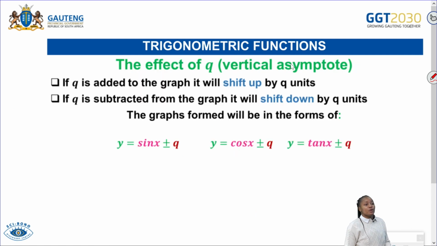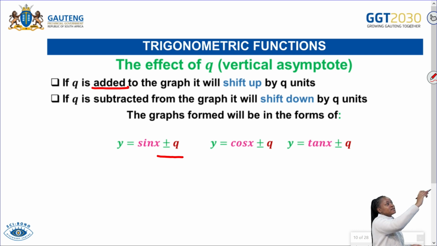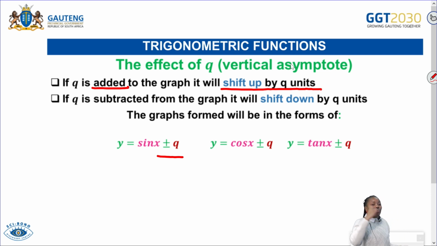Let's look at the effect of q, which is the vertical shift. If q is added to the graph, it will shift up by q units. So in your graph of sin x, or in your graph of cos x, or in your graph of tan x, if q is added, then your graph is going to shift q units up. So it's going to go upwards. And if q is subtracted from the graph, your graph will shift q units downwards. Ne?